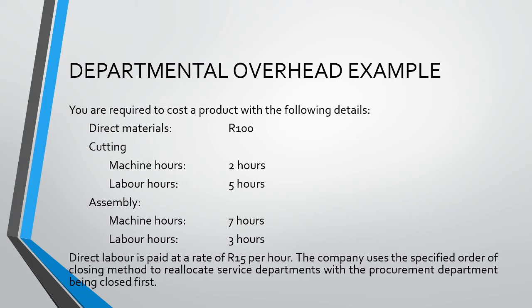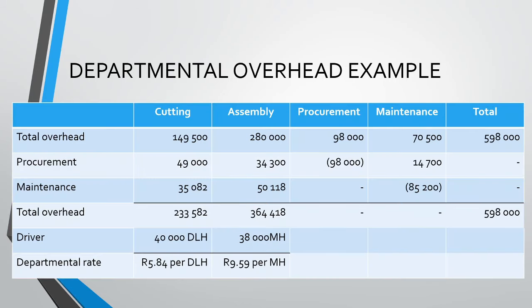Now we move on to the assembly department. Remember, we determined that this department was capital intensive and the overhead allocation rate was per machine hour. Therefore, in the assembly department, we ignore our labor hours and are only concerned with our 7 machine hours. The 7 machine hours in the assembly department then need to be multiplied by the assembly department's overhead rate, which we calculated earlier at R9.59 per machine hour.